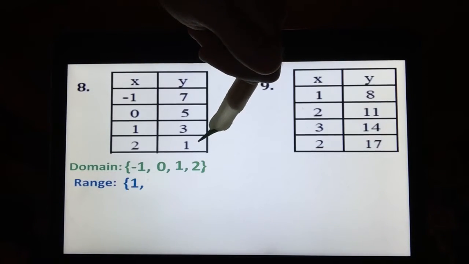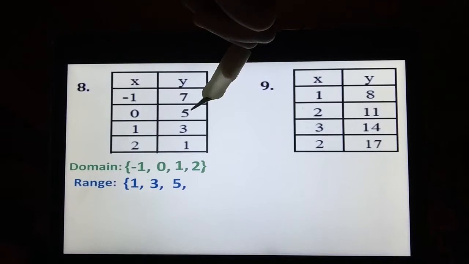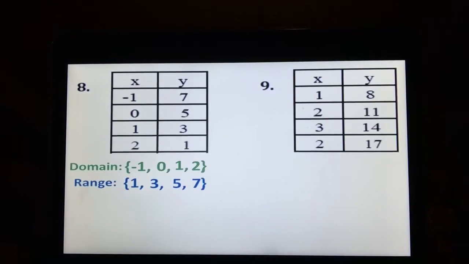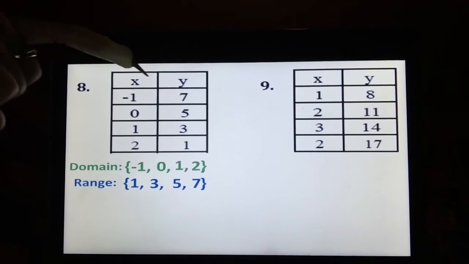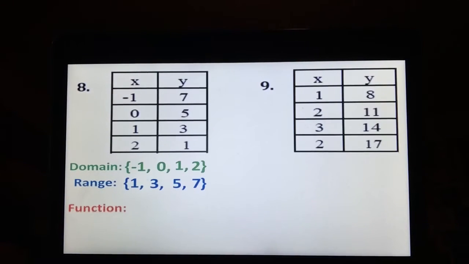We would start with -1, then the 3, then the 5, and then the 7. So this right here is the domain and range. All right, and then you can see that we have -1, 0, 1, 2. None of these numbers repeat because, again, these are all ordered pairs anyway. So this is a function because the domain does not repeat. Go ahead and do number 9 for me, please.